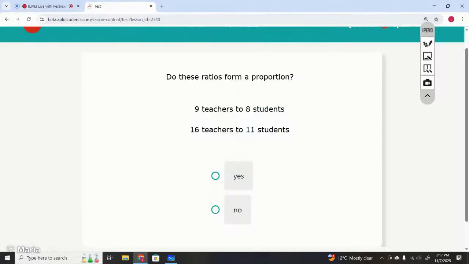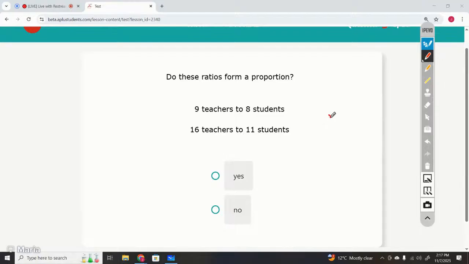Do the ratios 9 teachers to 8 students and 16 teachers to 11 students form a proportion? So 9 by 8 and 16 by 11. 11 times 9 is 99 and 16 times 8 is 128. No, they are not equal, so they do not form a proportion. The correct option is no. Option number 2 is the correct option.